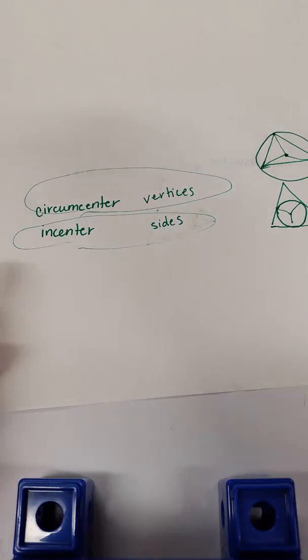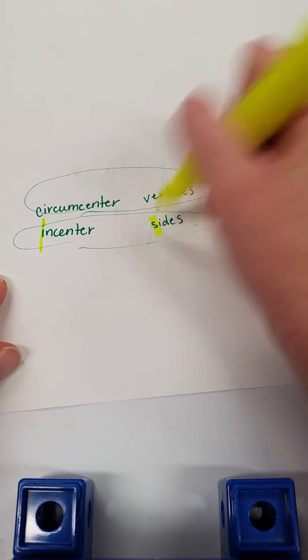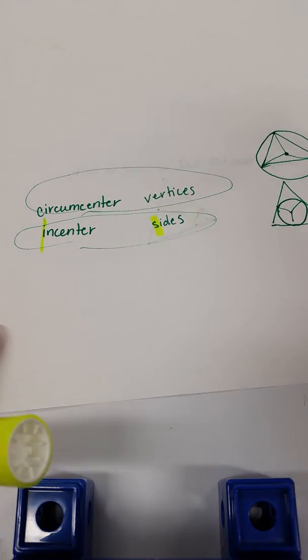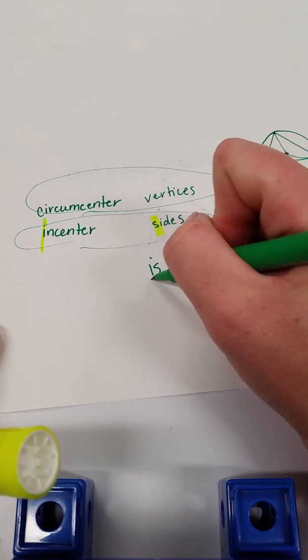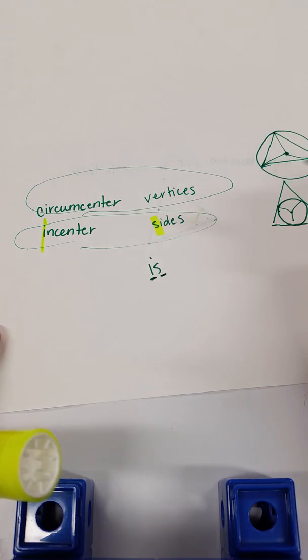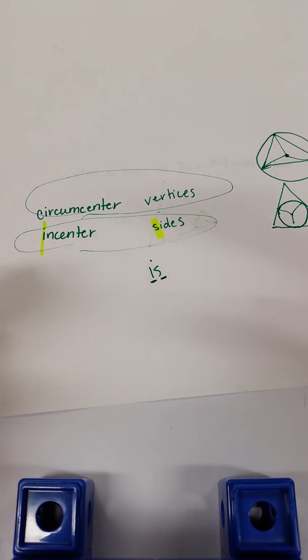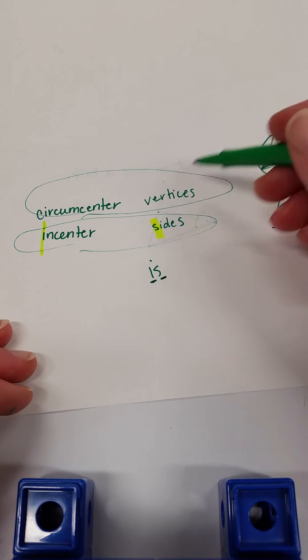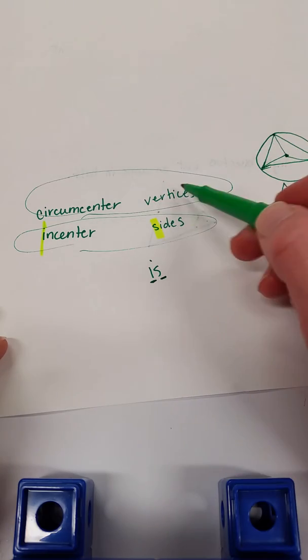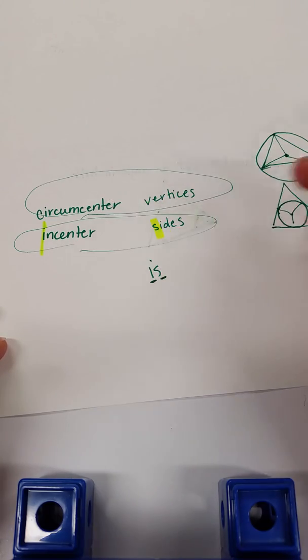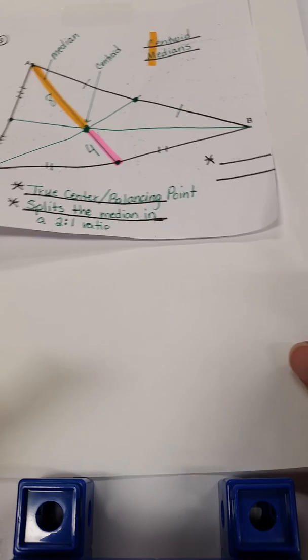You can also remember that I and S make the word "is." So you can remember incenter is equidistant from sides because it makes the word "is." Whatever works for you, whatever thing you can use to remember, that's what you need. But you just need to know that vocabulary. Circumcenter is equidistant from vertices. Incenter is equidistant from sides. Okay. Now turn to page 59. And we're going to look at our centroid.